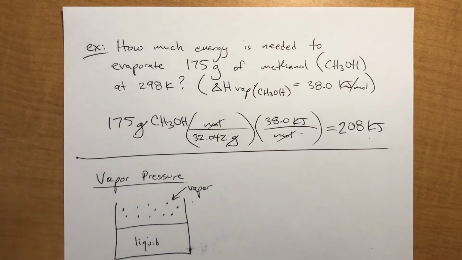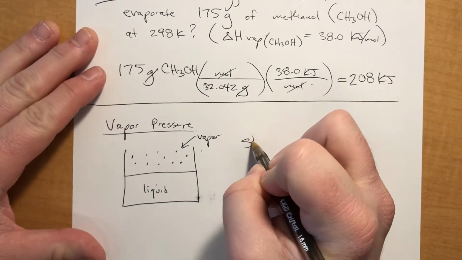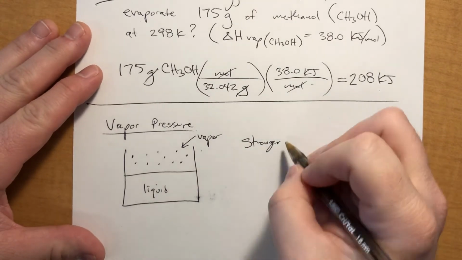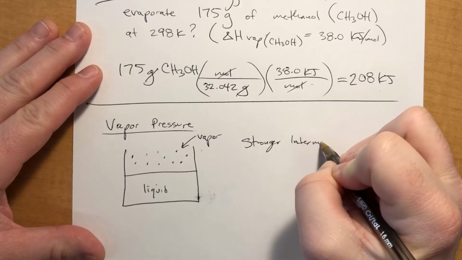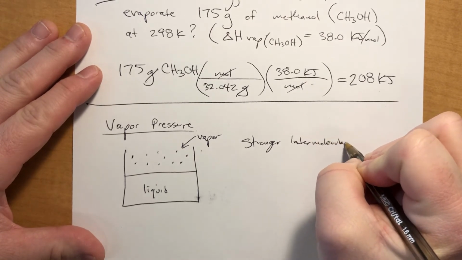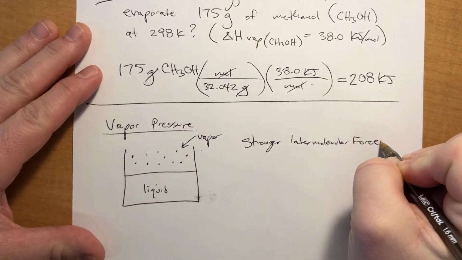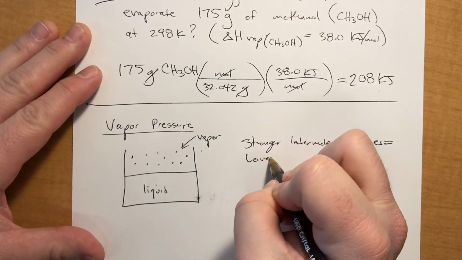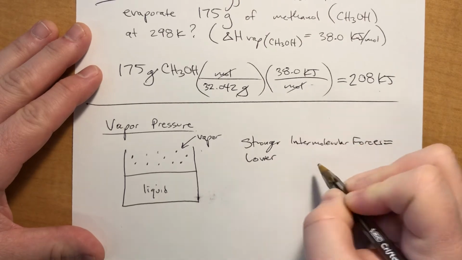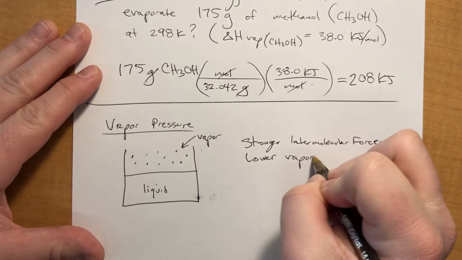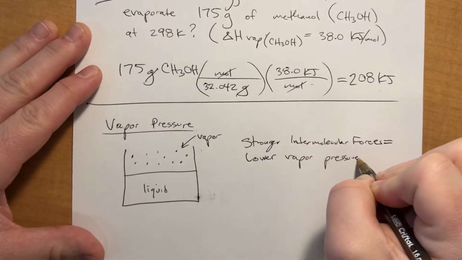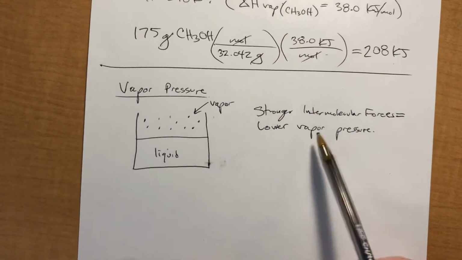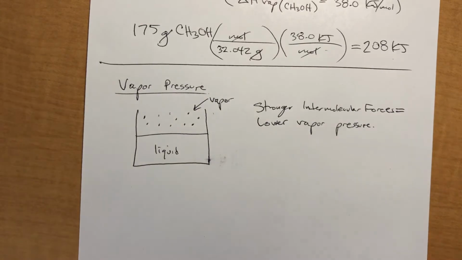Okay, seems easy enough. So let me write some of that down. So stronger intermolecular forces means it's going to have a lower vapor pressure. I can't write legibly, sorry. Lower vapor pressure. And the opposite of that is also true. If you have really weak intermolecular forces, it's going to evaporate very easily.